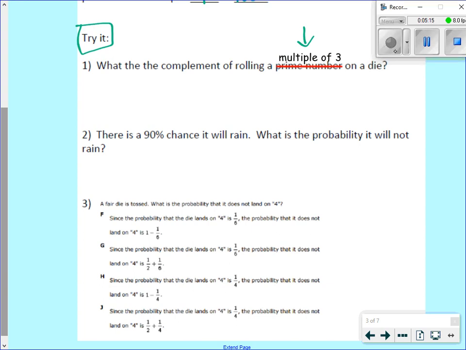All right, what is the complement of rolling a multiple of 3 on a die? So the outcomes of a die are 1, 2, 3, 4, 5, and 6.